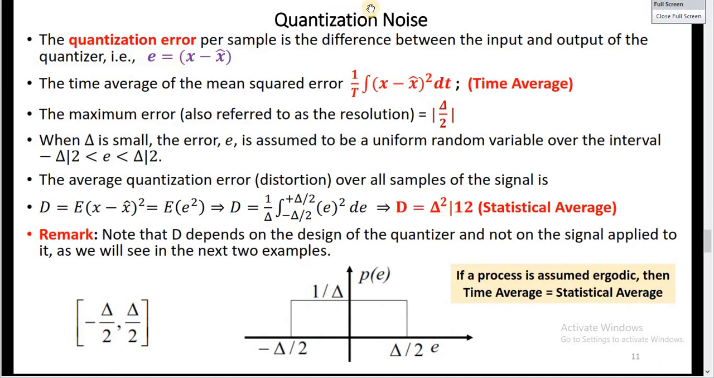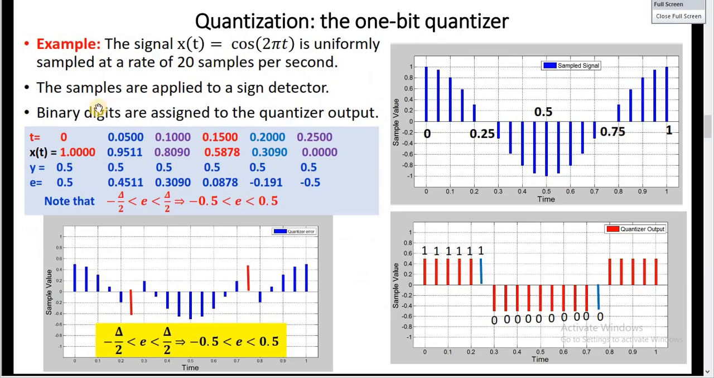Next, we consider the quantization noise. The quantization error per sample is the difference between the input and output of the quantizer, that is, e equals x minus x cap. As we can see from here, each one of these samples suffers from a different amount of quantization error. A better measure of the amount of distortion is the average distortion across all samples. That is, instead of calculating the error per sample, we can get a better idea about the performance of the quantizer by considering the average quantization noise or the average quantization error over all samples.